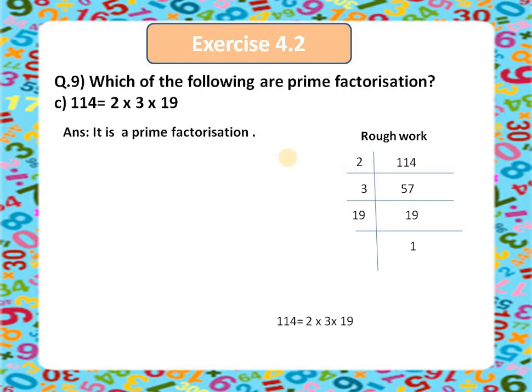But after that you are able to check your answer. 114 you will write down is equal to 2 multiplied by 3 multiplied by 19. Ultimately you are going to get 114 as the final answer.